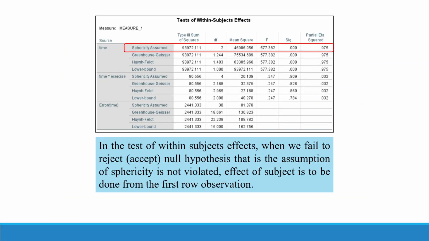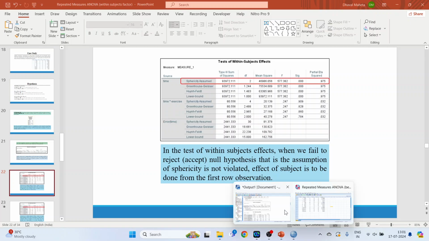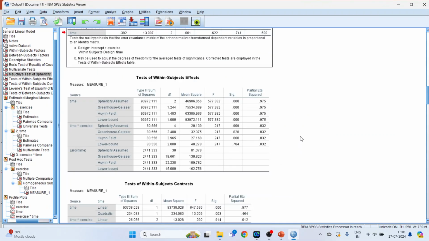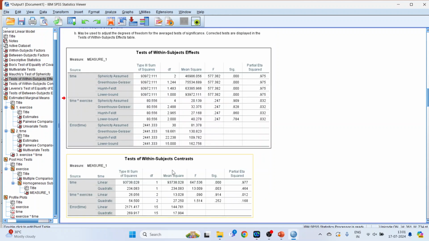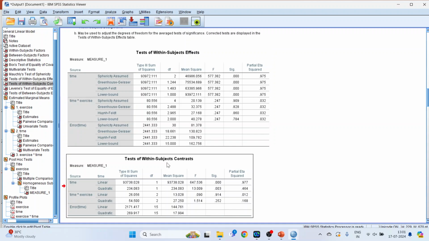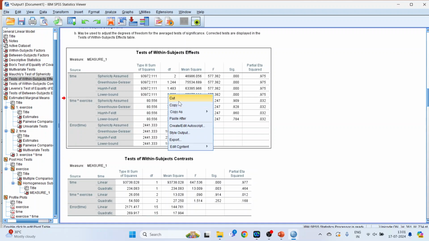Next is the table of test of within subject effects. This I can get from here. Test of within subject effects and test of within subject contrast, these two tables. So I'll right click, copy. Now let's do the interpretation.